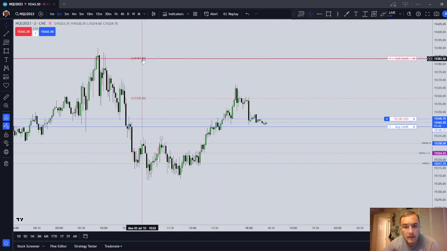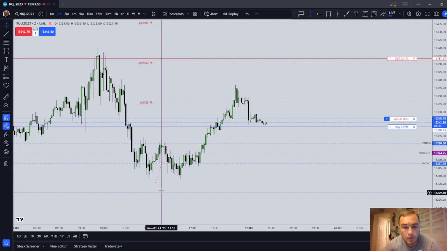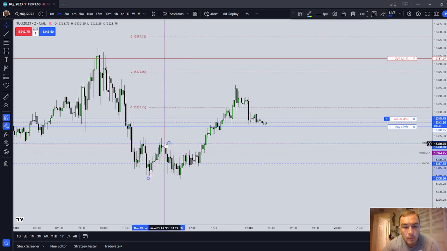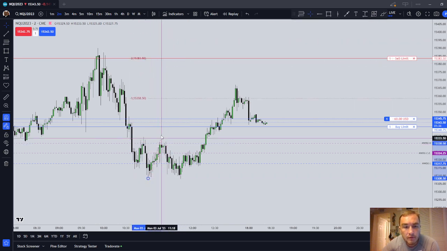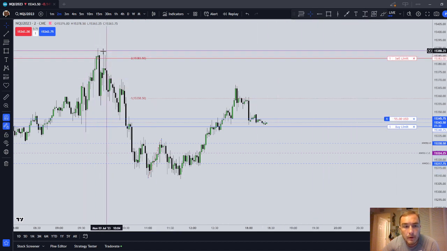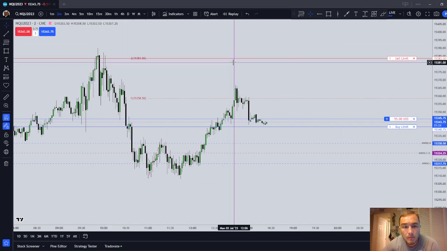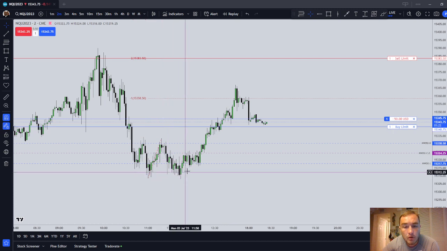That takes us to that negative 2 projection. Now, what should the standard deviation projection also line up with? It should line up with a liquidity or an efficiency target. Lo and behold, we have buy side liquidity up here on the NASDAQ. So that would be in confirmation of what our bullish breaker confirmed to us.